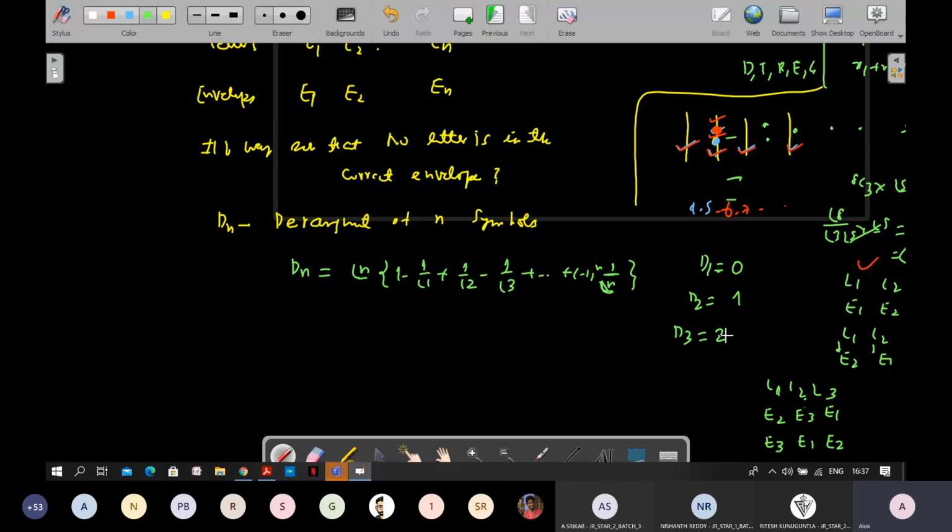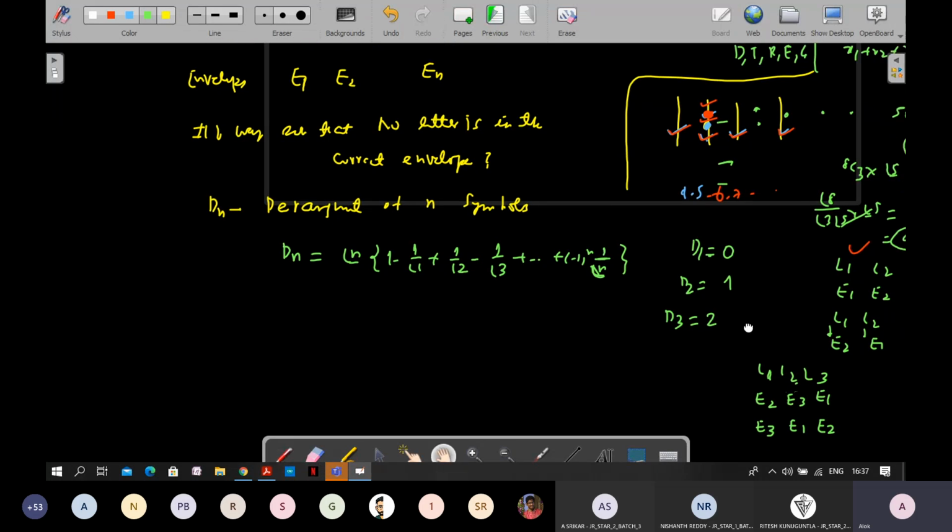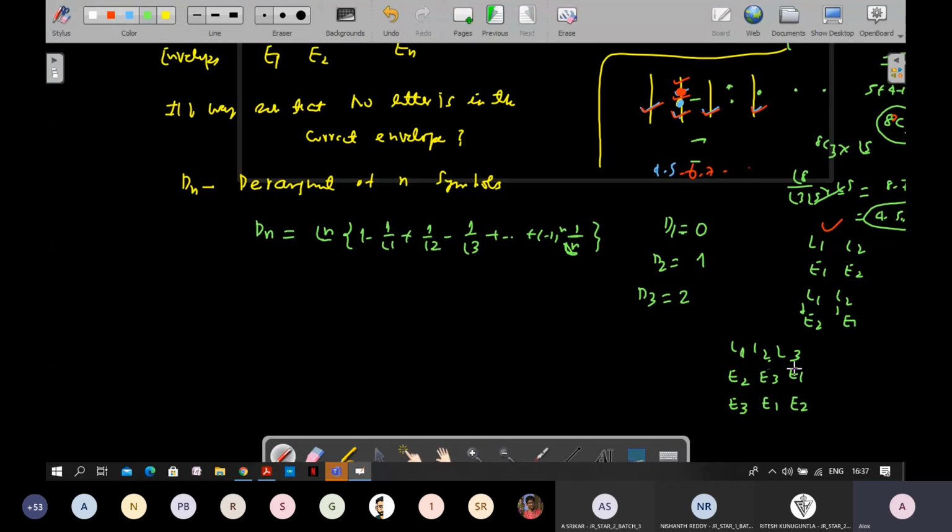So D3 is 2. It so turns out that now higher numbers you cannot calculate just by case work. You can't. Try later. I'll tell you this one. So D4 is 9. See, 9 suddenly jumps. D5, what do you guess? Is 44. D6, 265. It goes like exponentially. D6, D7 will keep on increasing, 4 digit.